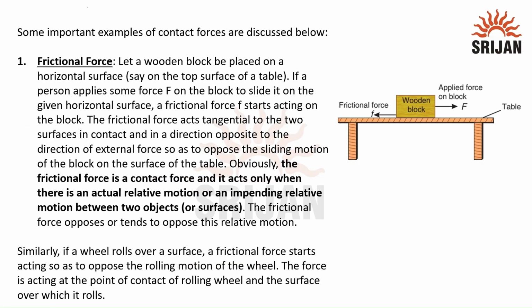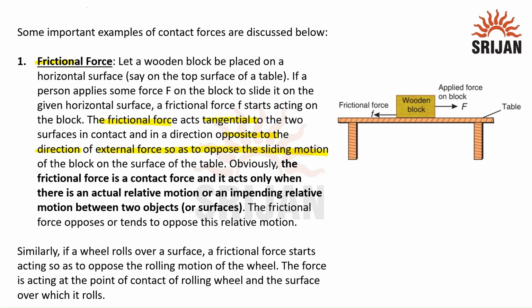Now let us explore some examples of contact forces. The first example is frictional force. You must have experienced some resistance when you try to apply some force, be it a push or a pull, on an object which is kept in contact with some other surface. That resistance is caused by frictional force, and that frictional force acts tangential to the two surfaces which are in contact and in a direction opposite to the direction of external force, so as to oppose the sliding motion. The frictional force opposes the sliding motion which is caused by the external force.